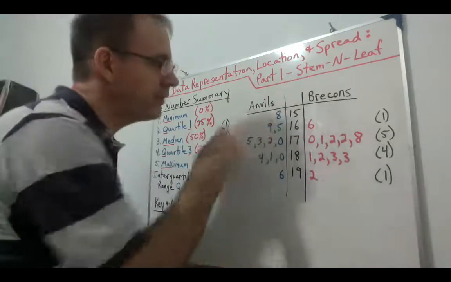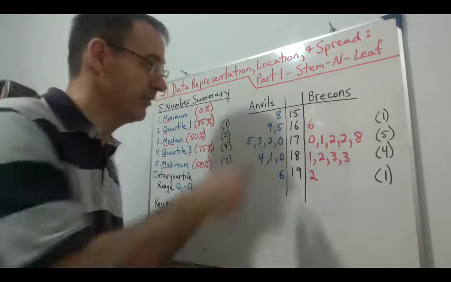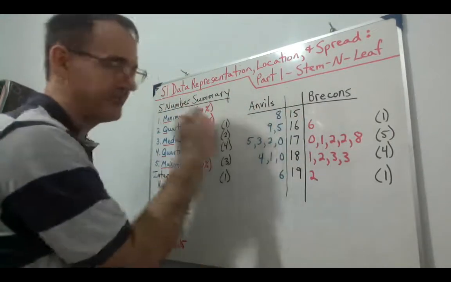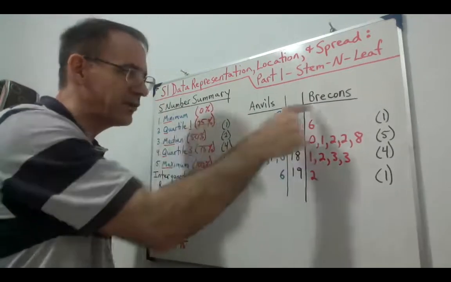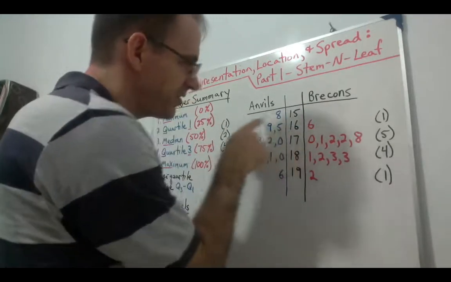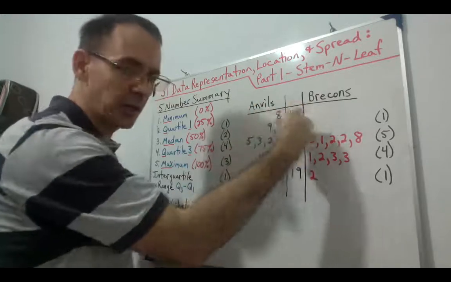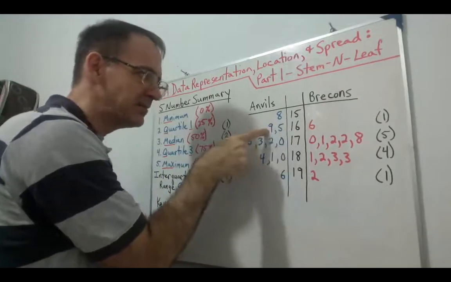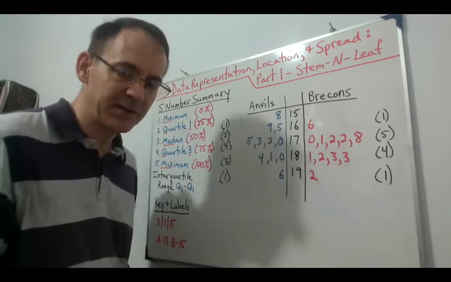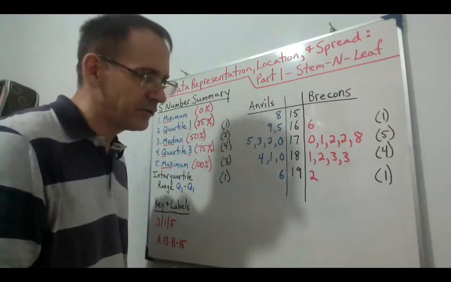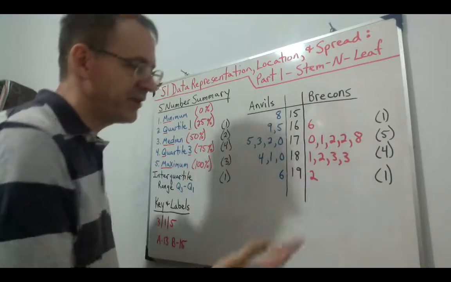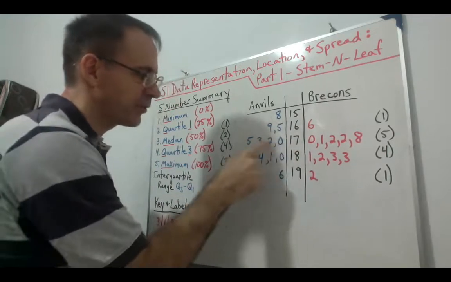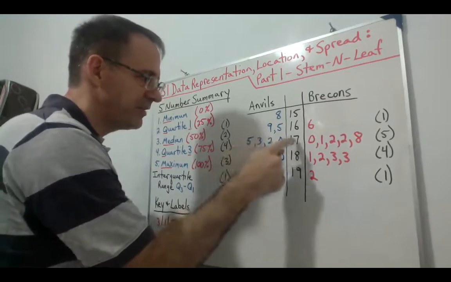So for the Anvils, there was only one number in the 150 range, and it was 158. So we put 8. Remember, with your left-hand side, you're working from the middle out. So 158, and there's only one value in that range, so I put it over here. For the 160s, there were 2 values, 5 and 9. So make sure, again, you're working from the inside out, the stem out to the leaf. So 165 comes before 169. I put a little comma there to help separate my values. You don't necessarily have to put the comma, but I like to put it. Then for the 170 range, there were 4 values: 170, 172, 173, 175.